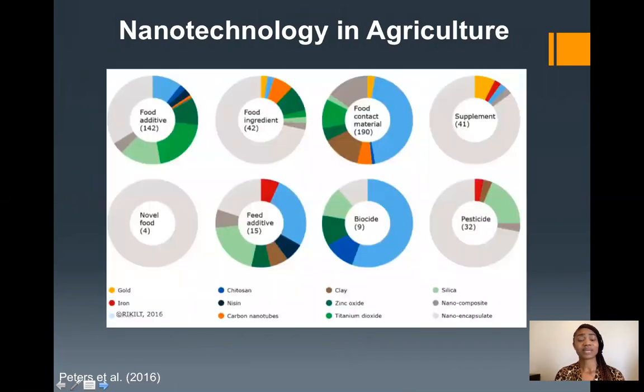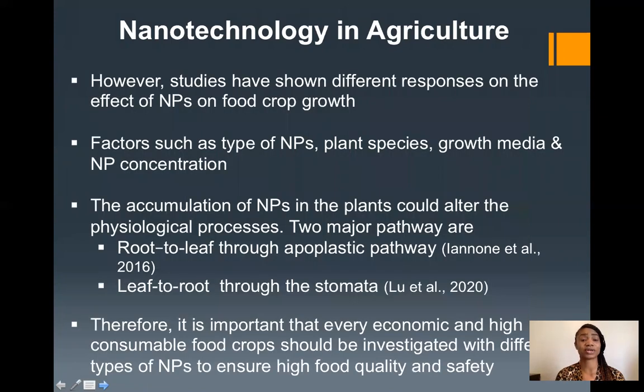Nanoparticles have been applied in different agricultural products such as supplements, pesticides, biocides, food additives, and food ingredients. This color code shows the different kinds of nanoparticles that have been used in these products. However, studies have shown different responses to the effect of nanoparticles on food crops, and this variation could be due to the type of nanoparticles, the plant species, the growth media, and the nanoparticle concentration.